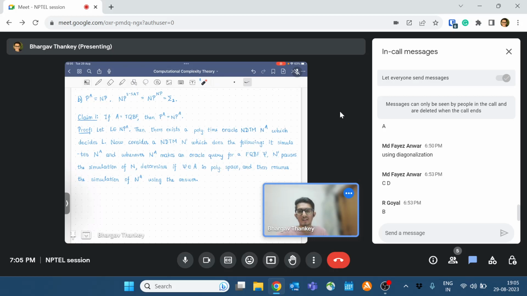Okay, so let me ask this question. In the discussion that we just had, I said that if I had given you an oracle of 3 SAT, you could not have done something like this. So why are we able to simulate an oracle for TQBF in this situation, but we were not able to simulate an oracle for 3 SAT? Why is that the case?